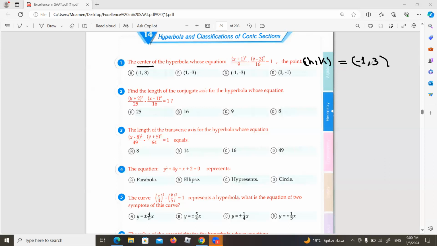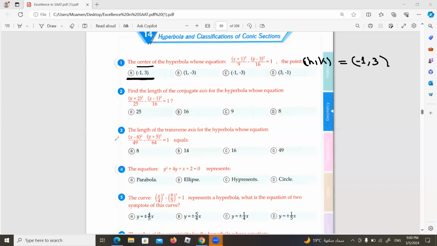Excellent. So you must change the sign. Don't forget about this. So -1 and 3. I get the value of h and the value of k because he asked me about the center. It can be a problem in the exam. It's very easy as you see, but you must change the sign. So the answer here is letter A.